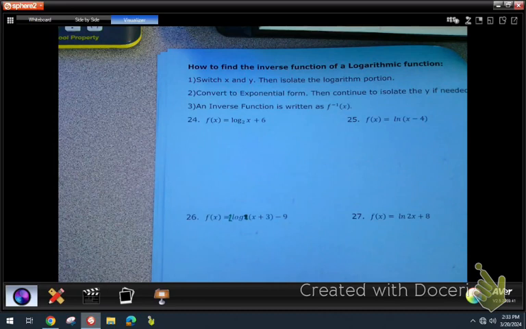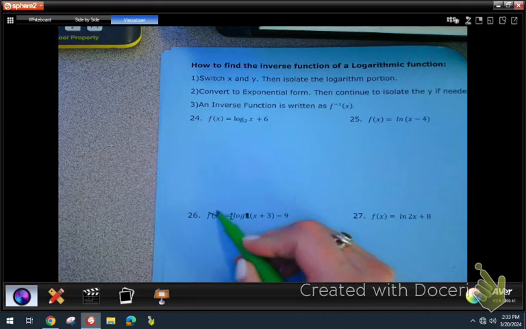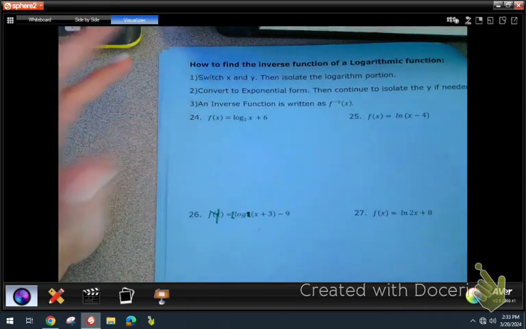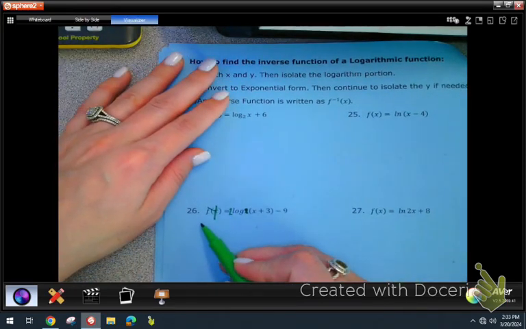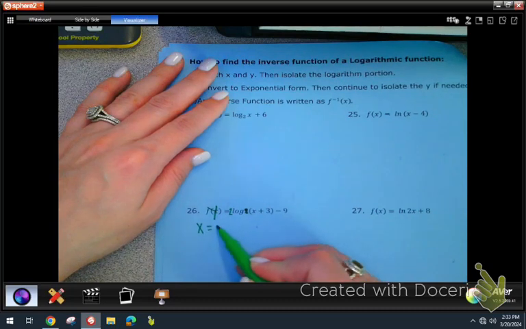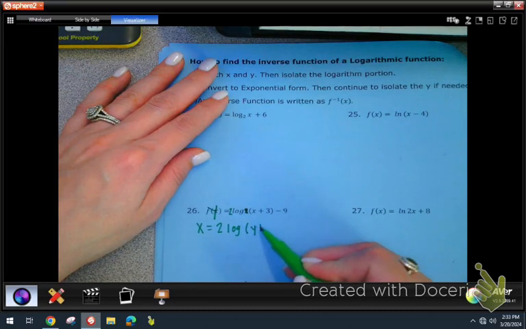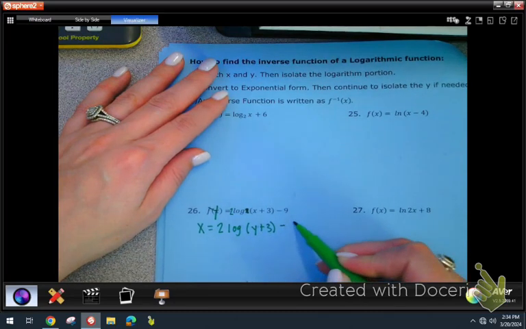We're going to switch x and y at the front. And again, I told you to change this because I wanted you to change it. That's the only reason why. So this will be x equals 2 times log of y plus 3 minus 9.